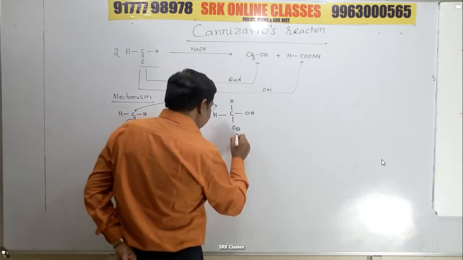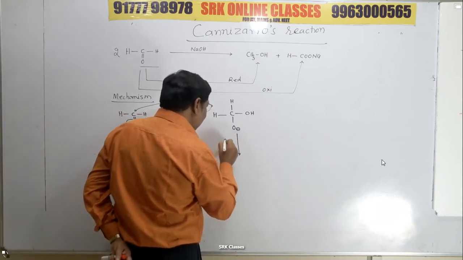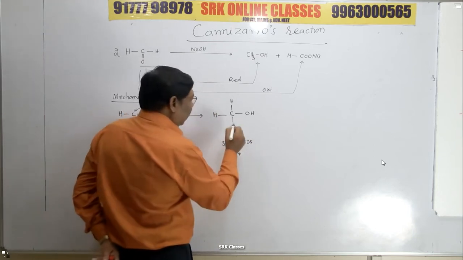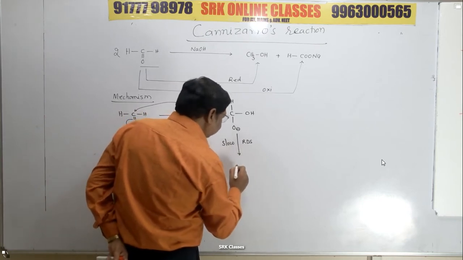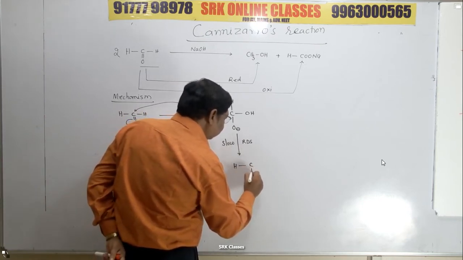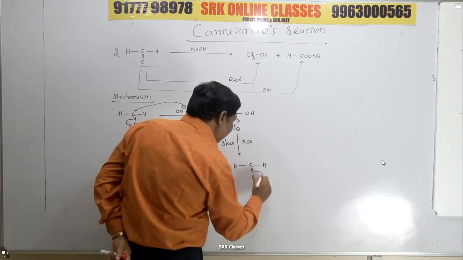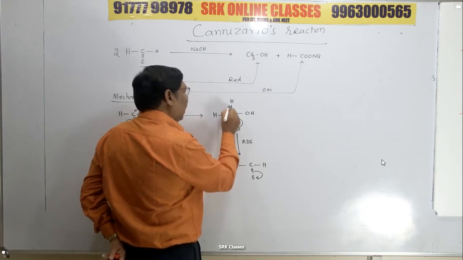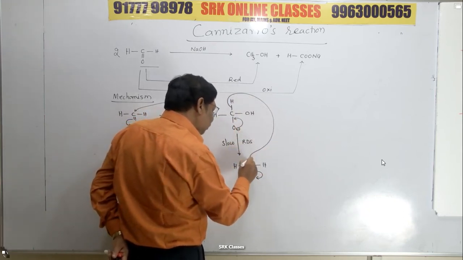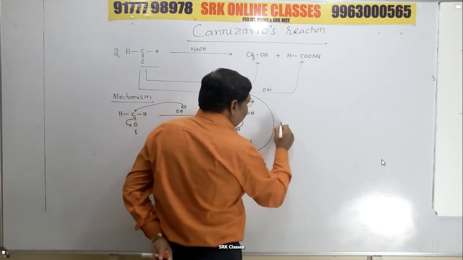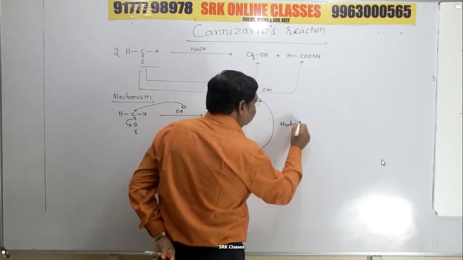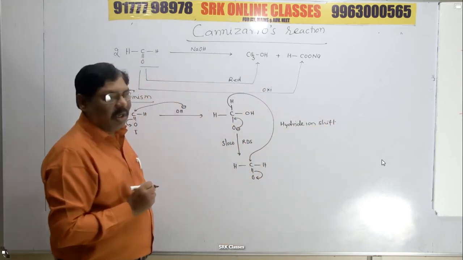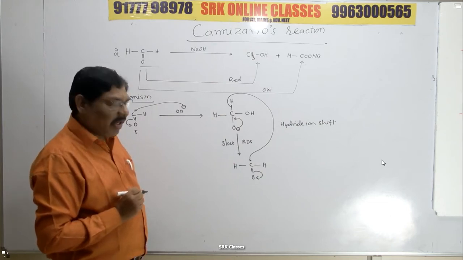Now, in the second step, the slow step or rate determining step, RDS, I am taking the second molecule. This is the second molecule. Polarization is taking place. Here, this negative charge is polarized and shifting will take place. Hydride ion shift is taking place in the rate determining step, the slow step. That is very, very important.